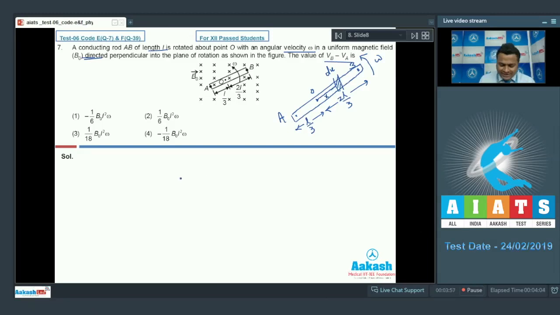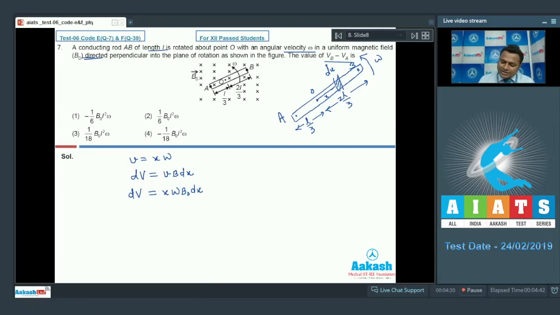The speed of this dx can be written as x into omega, like V equals R omega, so here x omega. The small EMF induced due to the rotation of this small elemental length dx will be given by dV, that is V B into the length of the element, that is dx. V we have already written as x omega, magnetic field is B0 into dx. This is the small EMF induced dV.